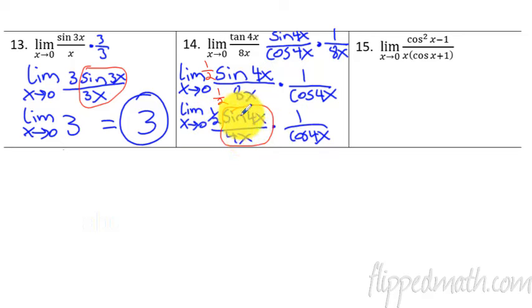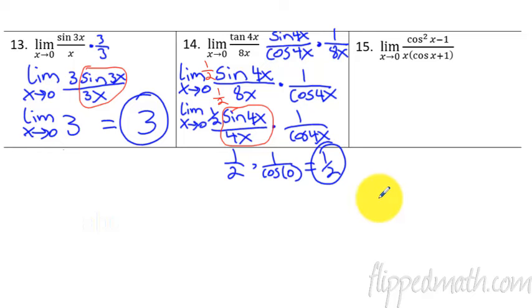Now you can just do direct substitution because that thing's gone and we can plug a 0 into that. So we have a 1/2 times 1 over cosine of 0. 4 times 0 is 0. And what's the cosine of 0? You got to be able to plug in some main things from the unit circle. Cosine of 0 is 1. So this is 1 over 1, and that equals 1/2. Boom.